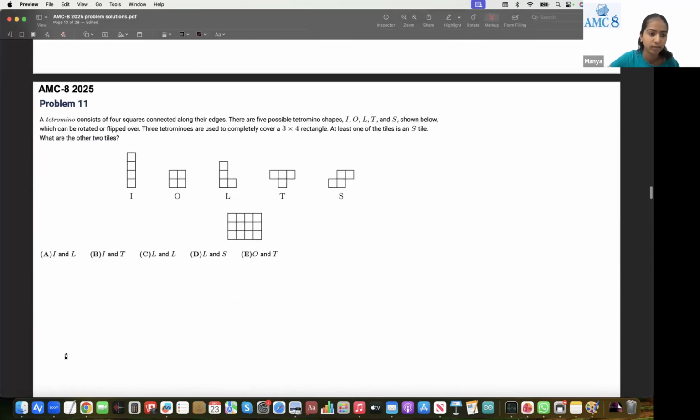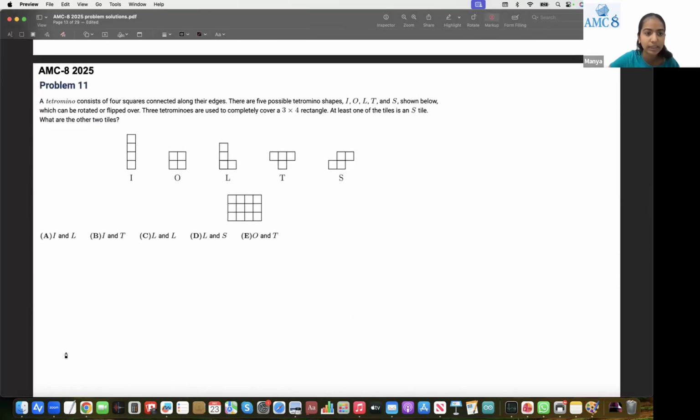Problem number 11. A tetromino consists of 4 squares connected along their edges. There are 5 possible tetromino shapes, I, O, L, T, and S, shown below, which can be rotated or flipped over. 3 tetrominoes are used to completely cover a 3 by 4 rectangle, and at least one of the tiles is an S tile. What are the other 2 tiles?